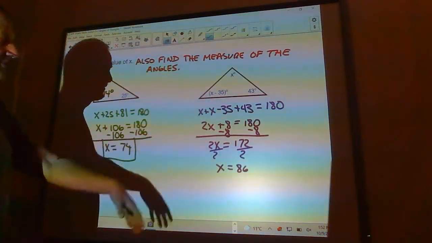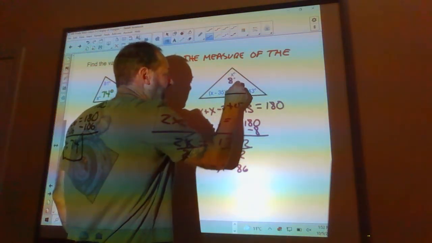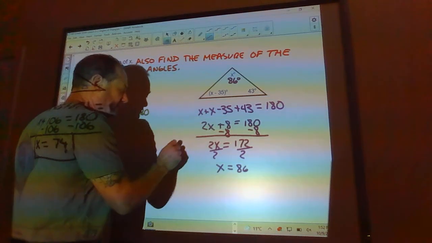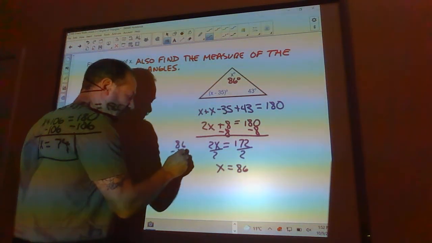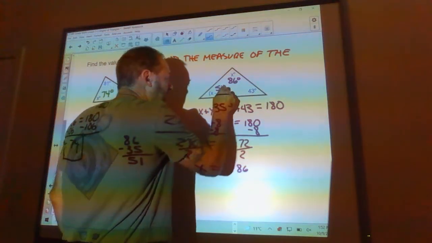Okay, so now that answers the question. That tells me what x is. It also tells me what this angle is. This angle is 86 degrees. It does not tell me what this angle is. That angle would be 86 minus 35, so that would be 51. So this angle would be 51 degrees.